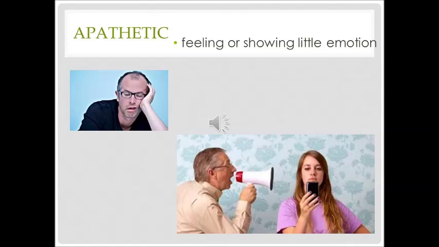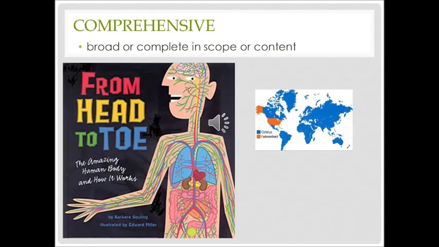The third word on our list is comprehensive. Comprehensive means broad or complete in scope or content. It means everything. So you can have a comprehensive test, and if a teacher gives you that, they're giving you a test over everything in the unit. You can have a comprehensive map, which has the whole world on it, or if you have a comprehensive discussion or comprehensive explanation of something, it is very thorough. Comprehensive is an adjective.